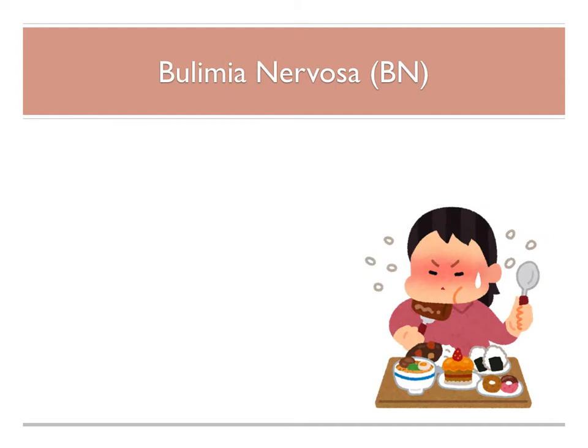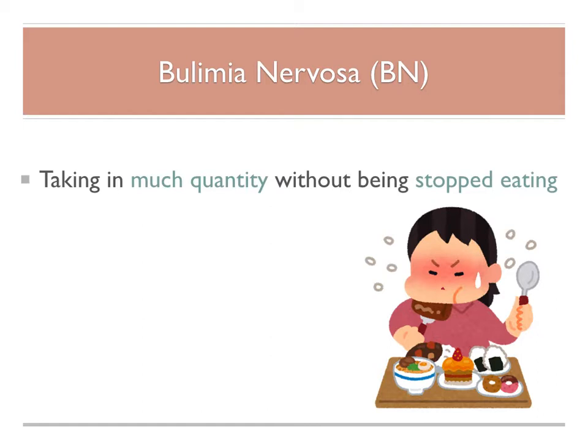The second, bulimia nervosa. This is generally known as bulimia. The feature of a person with bulimia is that they take in a much larger quantity than a person without it, without being able to stop eating. Because they cannot control their eating by themselves, it is generated. In addition, they perform vomiting and diuresis contrary to the eating action, a compensation action, to reduce weight.